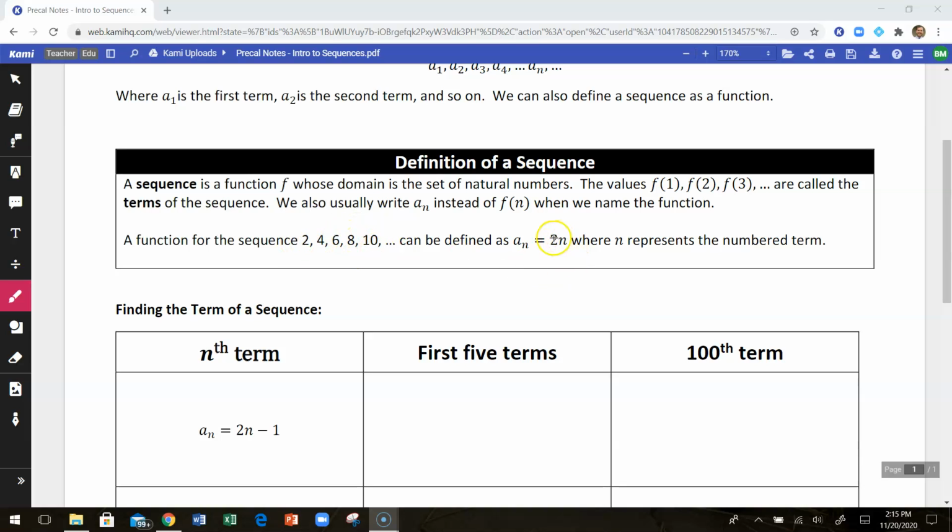So we're going to have to look for some patterns, and we're going to need to know what some of these little formulas are to represent those patterns. So 2n will give you a sequence that is all the even numbers.